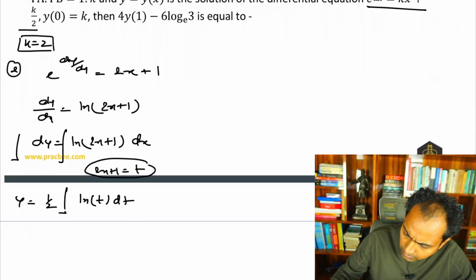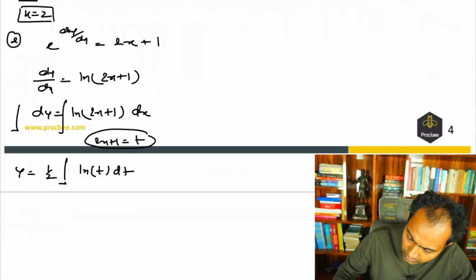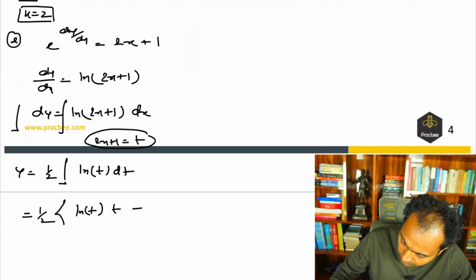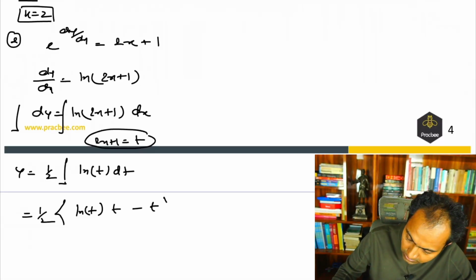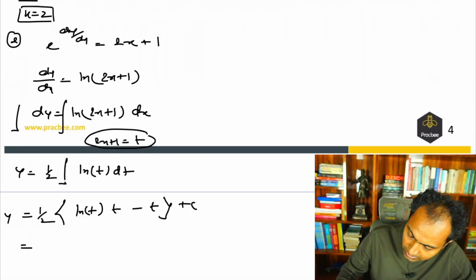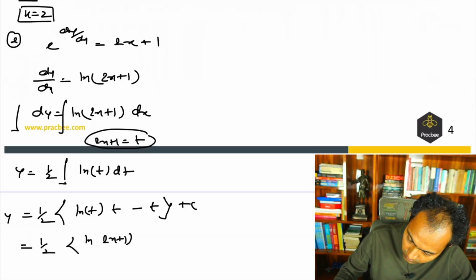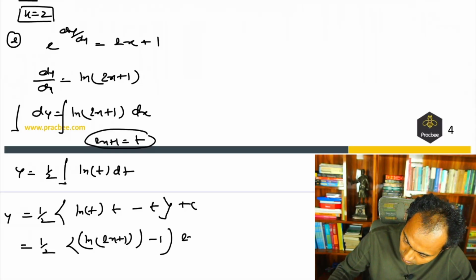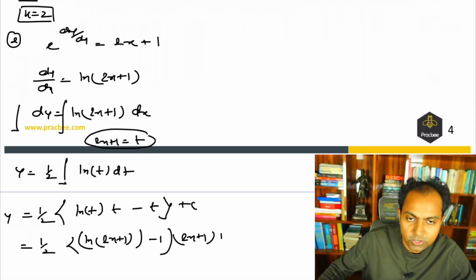And now what we can do in the next part is, we can just integrate it. So applying by parts, you will have ln t into t minus t plus c. This is the equation, and let us substitute the value of t. It is 2x plus 1, this multiplied by minus 1 into 2x plus 1 plus c. So this is what we are getting.